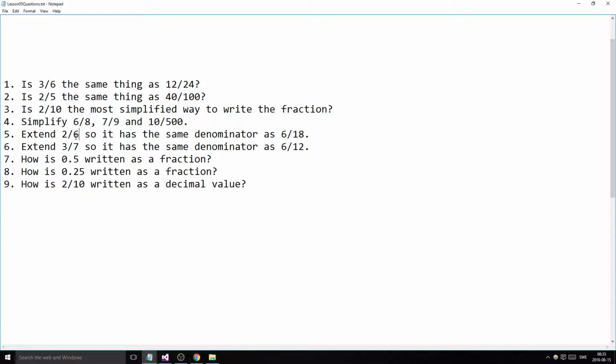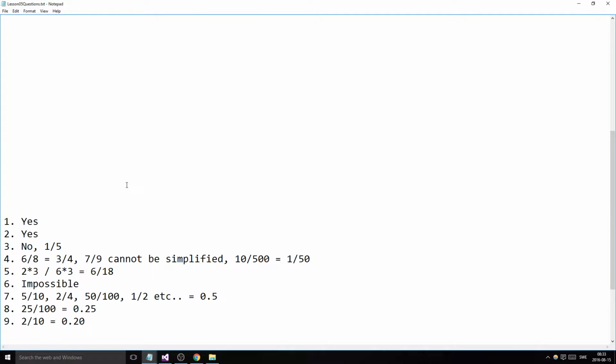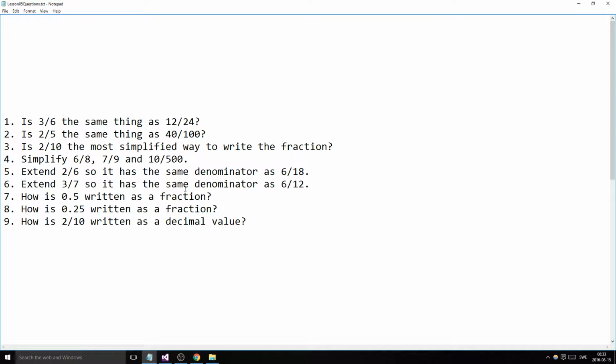Well, can we get 6 to 18? Yes, we can, right? We can multiply by 3. So if we multiply the denominator by 3 to make it the same, we have to do the same on the numerator. So that gives us 6. So we would just do 2 times 3 over 6 times 3, which gives us this. And it's done. Perfect. That easy.